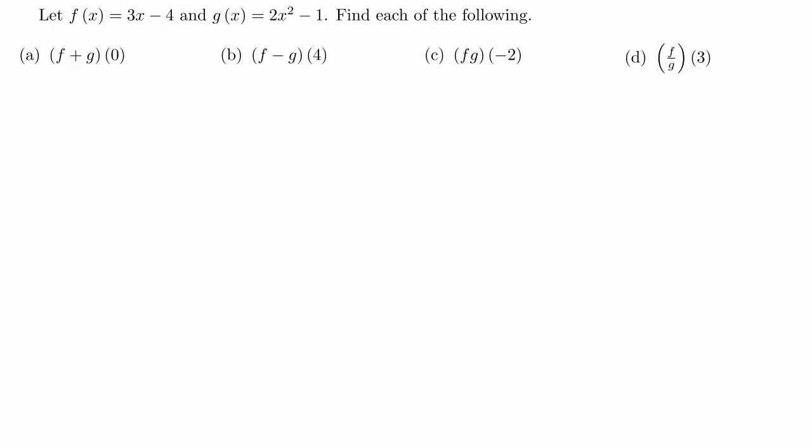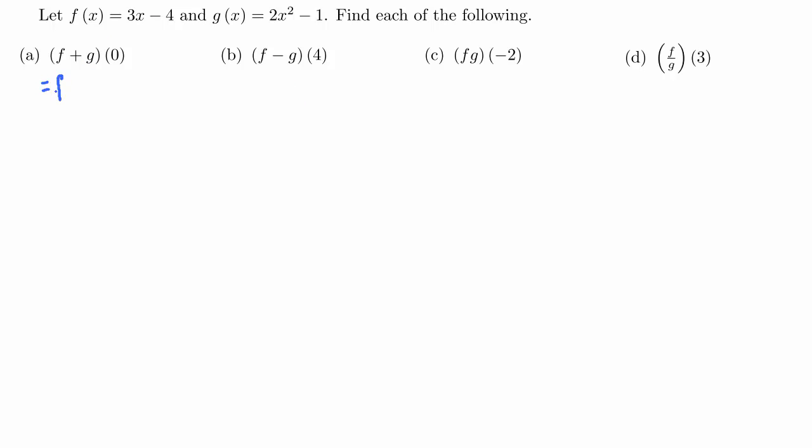Hello. In this example, we want to let f of x equal 3x minus 4 and g of x equal 2x squared minus 1. We want to find each of the following, and we're given four function operations. In A, we're given f plus g of 0.